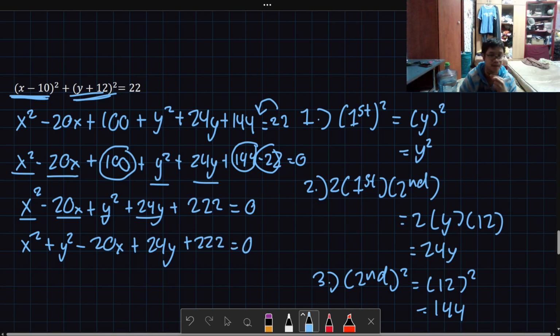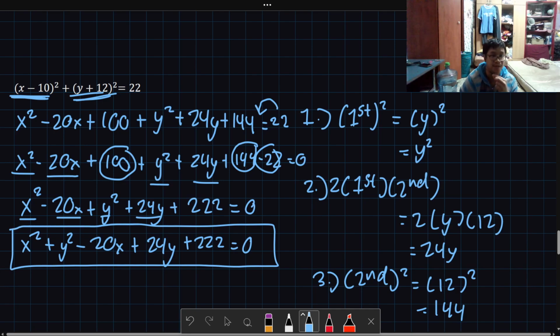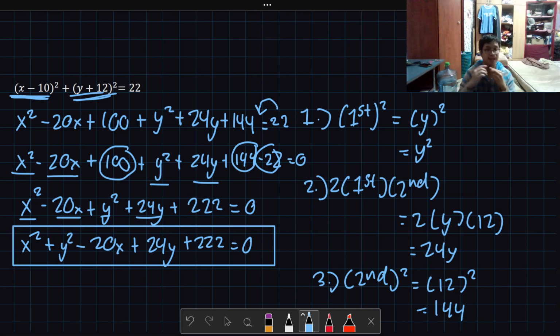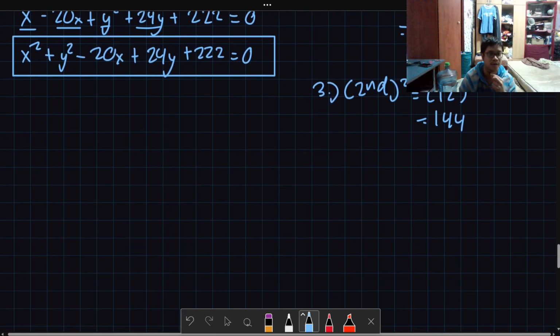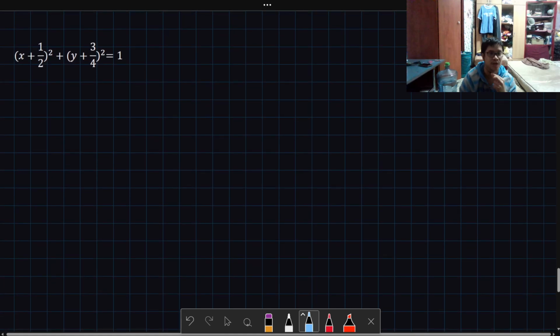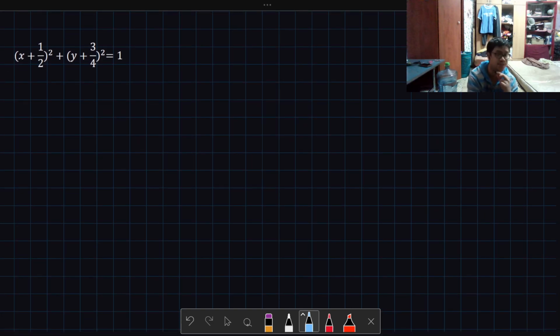All right, that's it. Let me check if I'm correct. 100, 144 minus 20. Okay, good. Then now we can leave this as our final answer. That is the general form for this given standard form. Let me check if there are other problems. Oh, there's actually another one. This is another one, the second to the last problem.